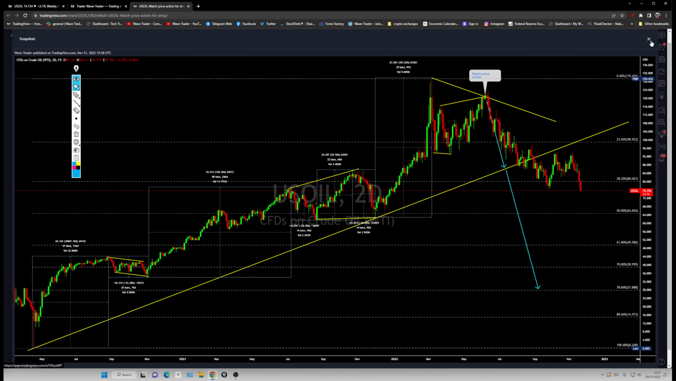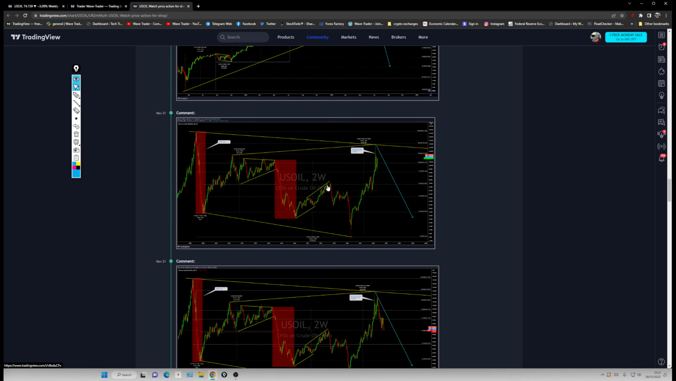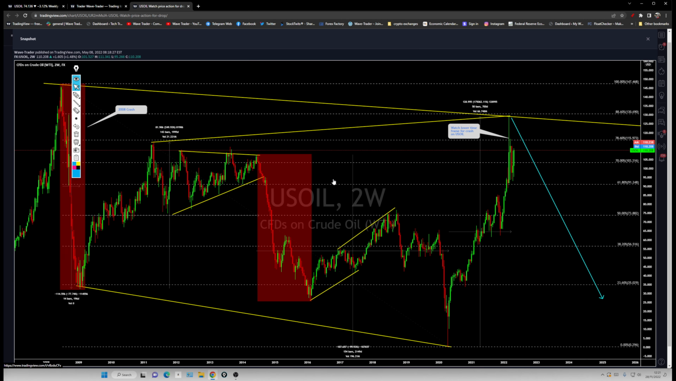We are still within that wave. Okay, this is the bigger weekly chart. We are having a crash, okay? So the crash which I was expecting was a lower time frame crash on oil.